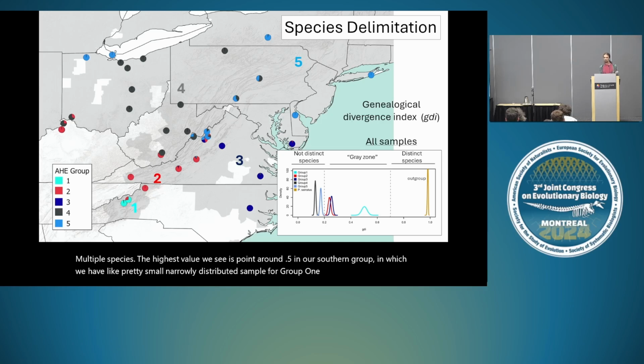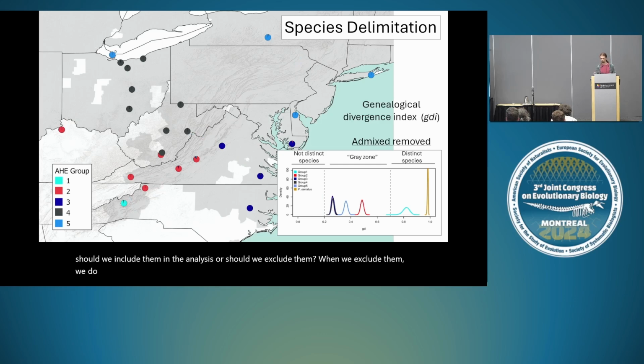So when we remove admixed samples, because the jury is kind of out on how we want to treat these contact zones, should we include them in the analysis or should we exclude them? When we exclude them, we do see increasing support for having multiple independent lineages. So all of these samples go into all of our groups, seem to have evidence in this gray zone of species formation. But group 1 seems to have evidence of being an independent lineage.